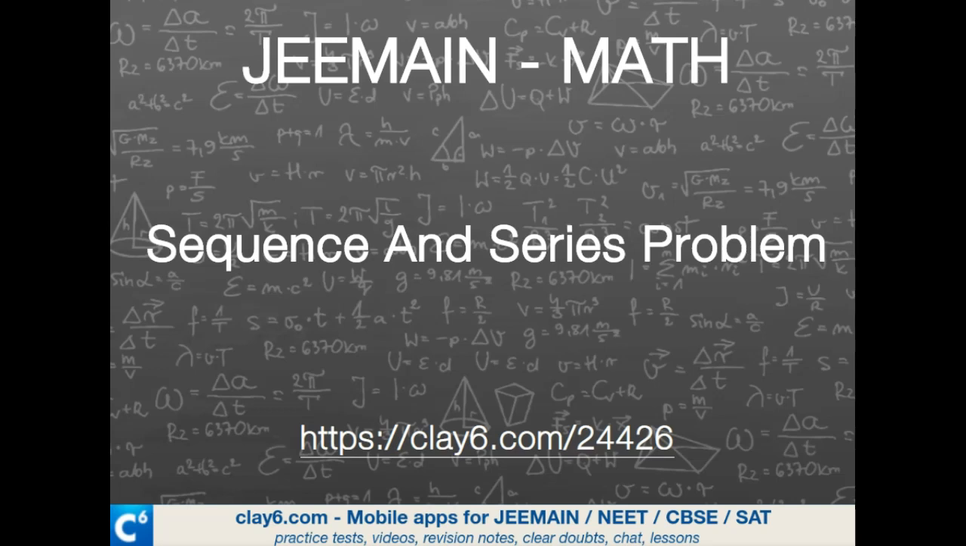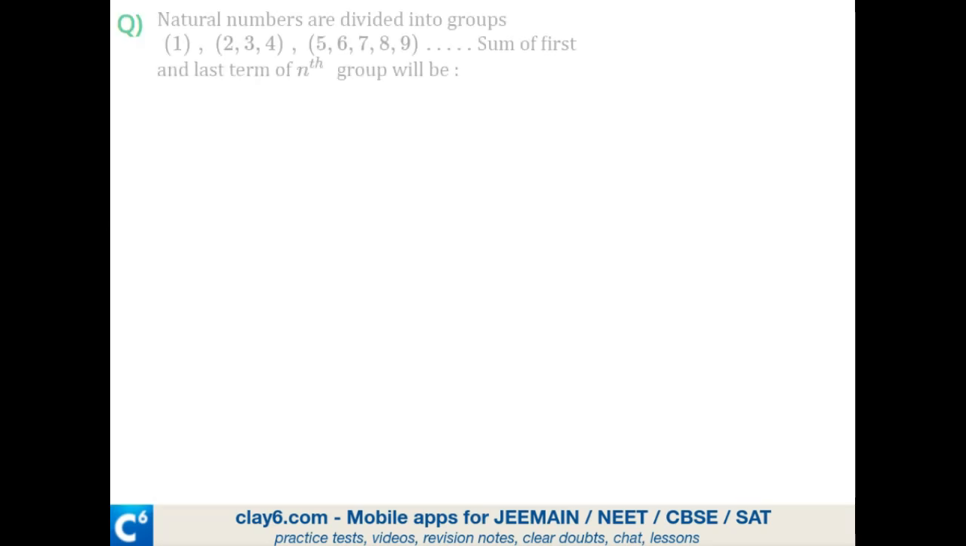Let's do a problem in sequence and series, and this is a complicated problem. Such problems, a couple of them show up in the main exam, so we have to be on the alert on how to do these problems. So natural numbers are divided into groups 1, 2, 3, 4, 5, 6, 7, 8, 9, and so on.